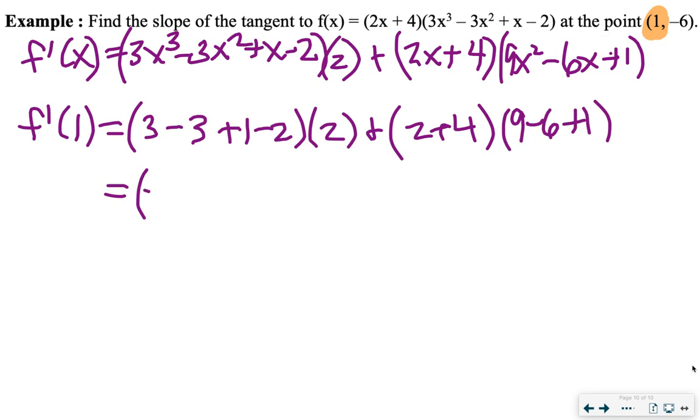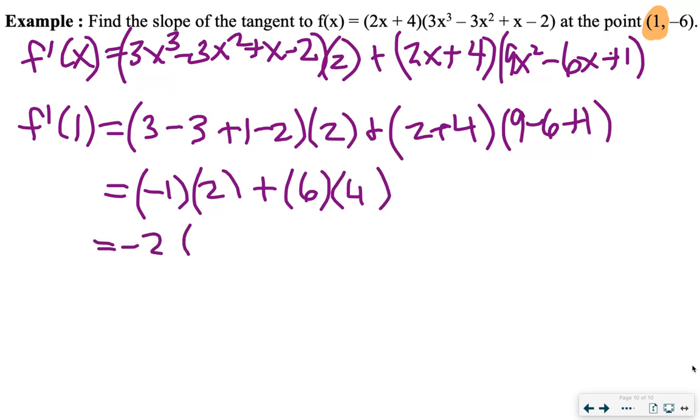And what do you get? Minus 1 times 2, minus 2, plus 24, and we get 22. So there's the slope of my tangent at the point 1, negative 6. Awesome. So that's your product rule: second d first plus first d second.